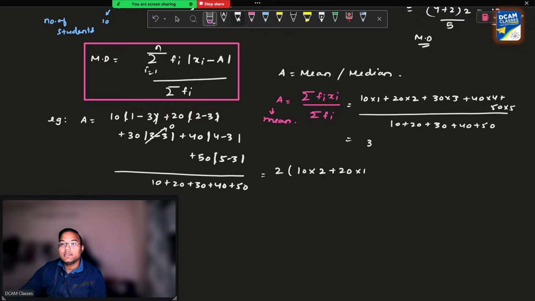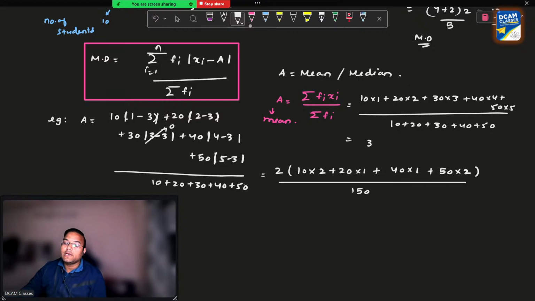No, but here things will be different. Plus 40 into 1 plus 50 into 2, because frequencies are different, divided by the sum, 150. This value you will calculate, you'll get the answer. 2 into 20 plus, you can do it, plus 40 plus 100 divided by 150, you'll get the answer.